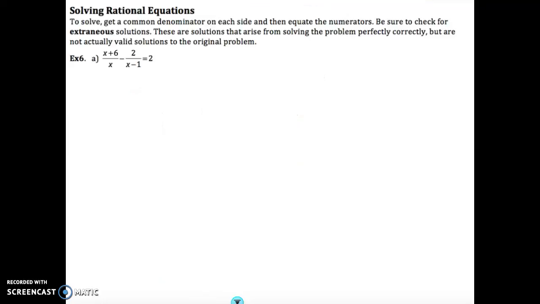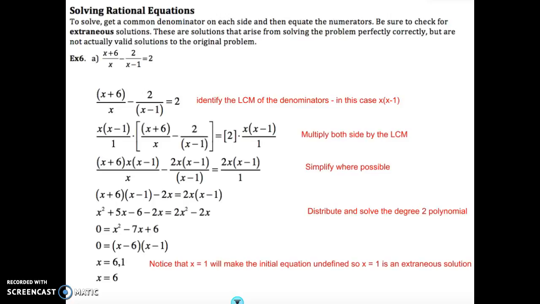Okay, how do we go about solving rational equations? I'm going to pause here for a second and let you have a moment to have a go. And then again, we'll check our answers together. All right, welcome back.